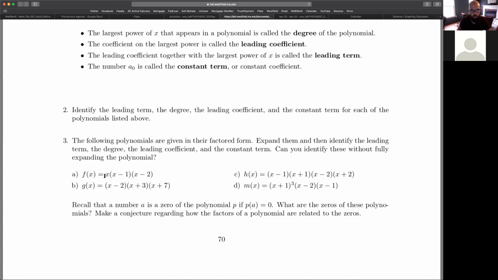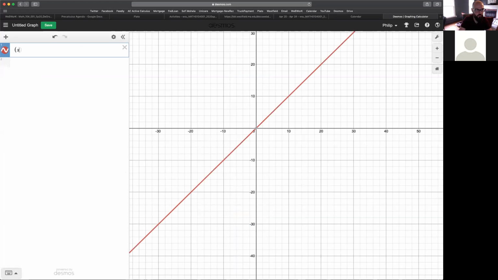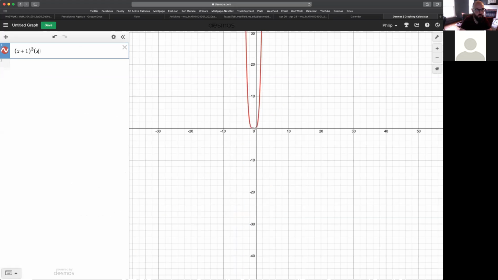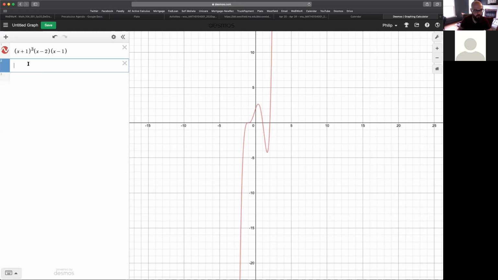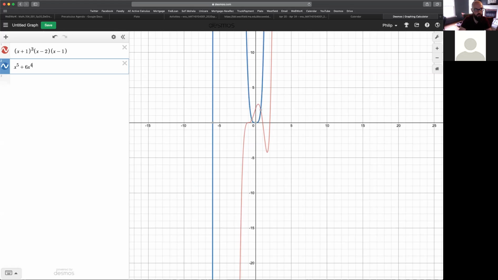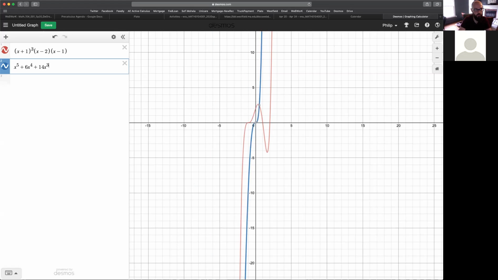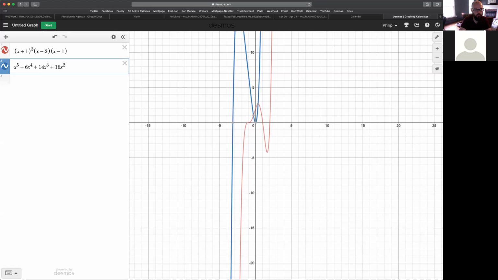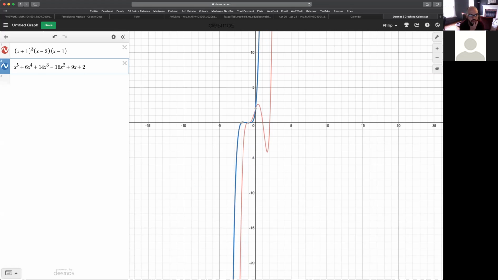So we'll go through. So this one, I think we should feel pretty good about. Let's go ahead and check this one. X plus 1 cubed, x minus 2, x minus 1. All right, so you've got this bumpy polynomial. So what did you get? I got x to the 5th plus 6x to the 4th plus 14x to the 3rd plus 16x squared plus 9x plus 2, which is not the same thing. Yeah. So what happened there? I have no idea. Yeah, so we made some mistake along the way.